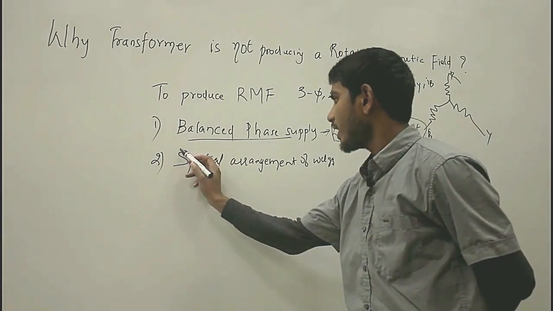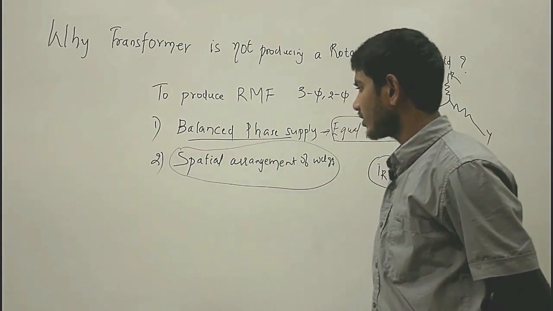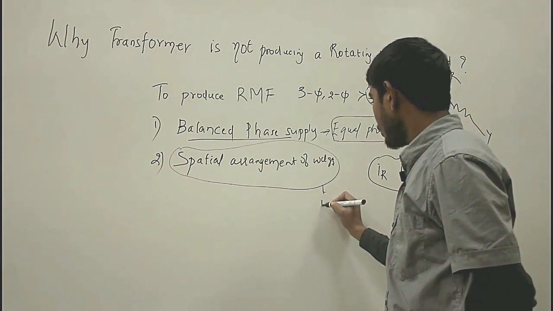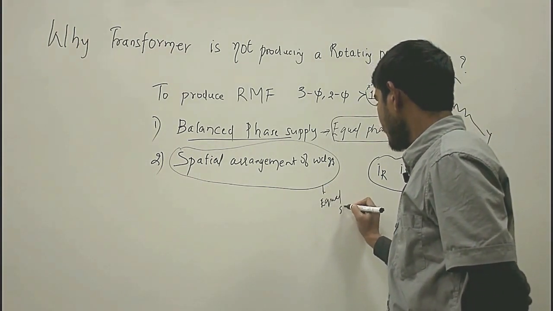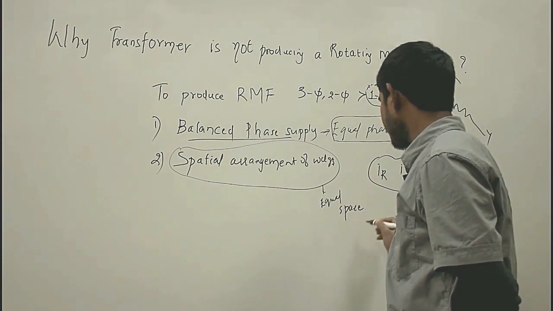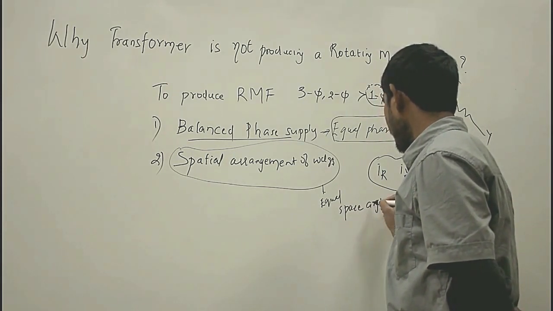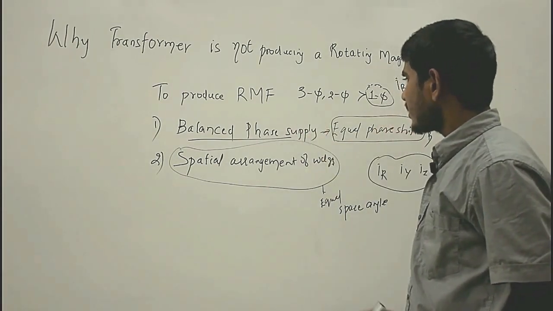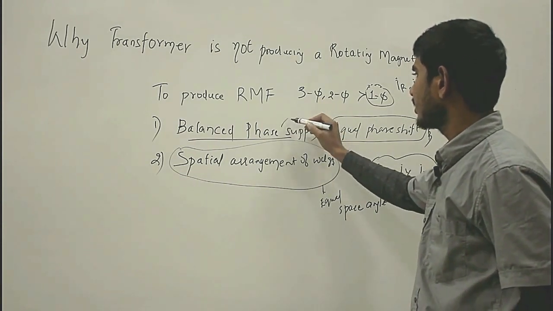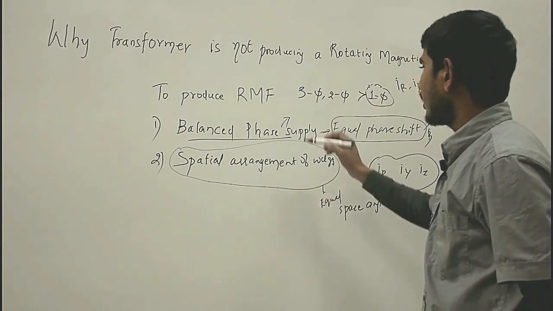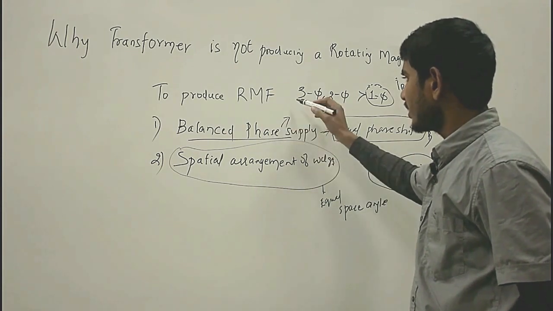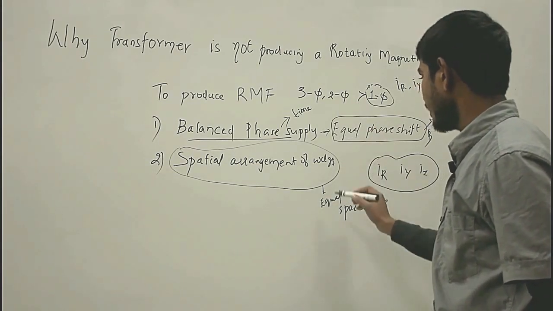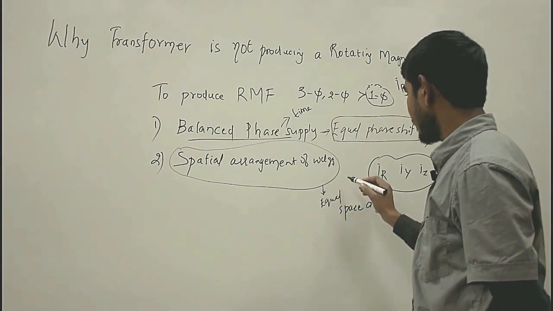Now coming to the spatial arrangement of winding, it means that whatever the number of windings you have, there should be equal space angle among the windings. So here the currents are displaced equally, and the displacement here is done in time because we are saying the phase shift, and here the displacement is done in space.